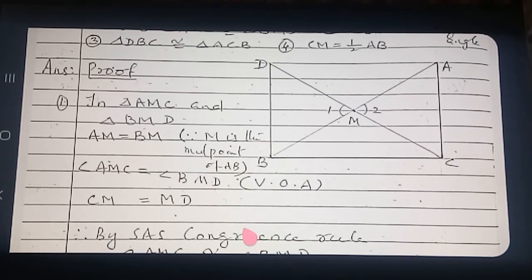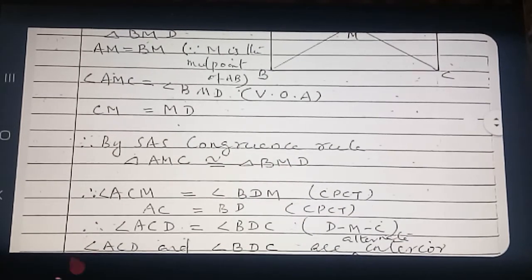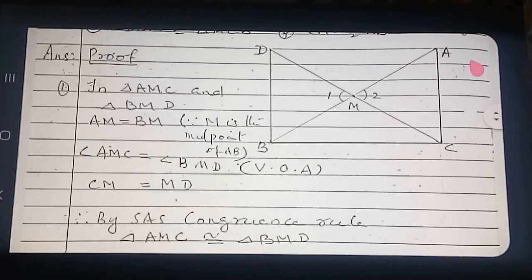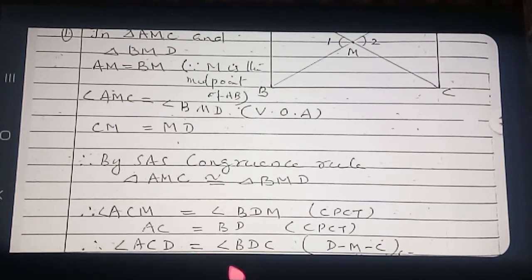Okay, so see here. ACM is equal to BDM, proved, and we have taken one more part. What have we taken? AC is equal to BD. Very clearly from the diagram we can see AC and BD. See the position, AC and BD. So this is also a corresponding part. So we have taken two corresponding parts for proving the further points.